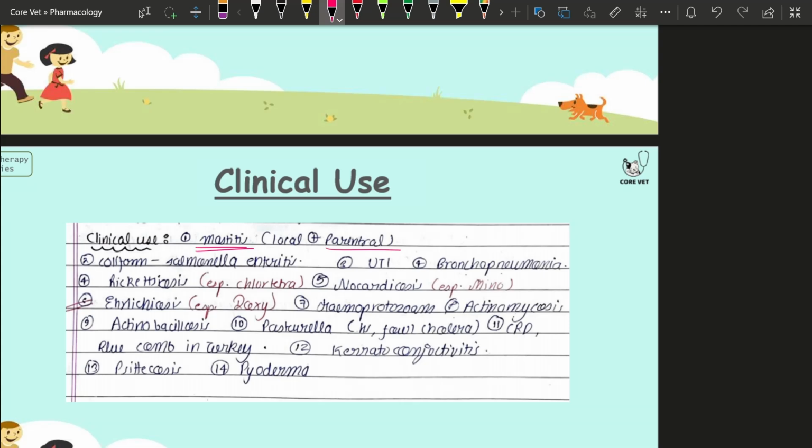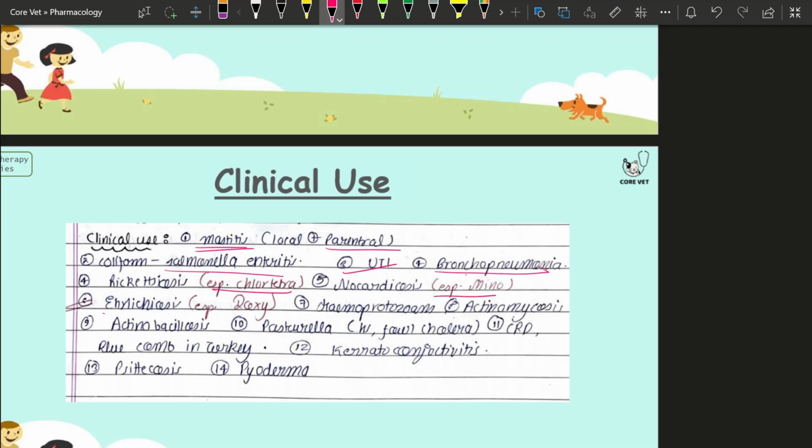And the coliform salmonella enteritis could also be treated through this. The UTI, urinary tract infection, could also be treated. Bronchopneumonia can be treated with tetracycline. And for the rickettsiosis, we generally use what? Especially chlortetracycline. For nocardiosis, we especially use minocycline.